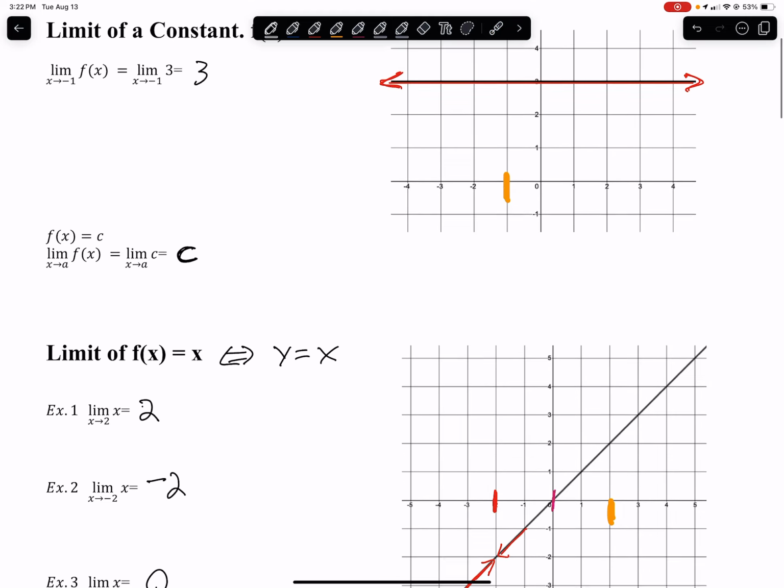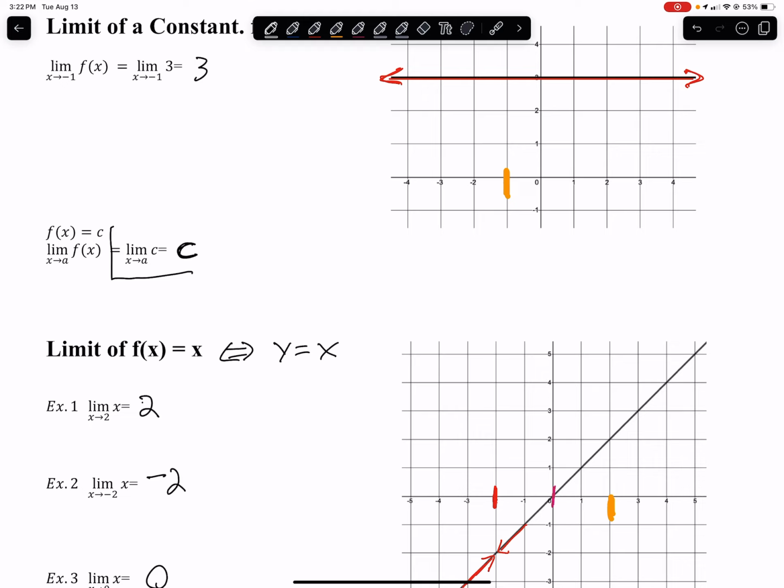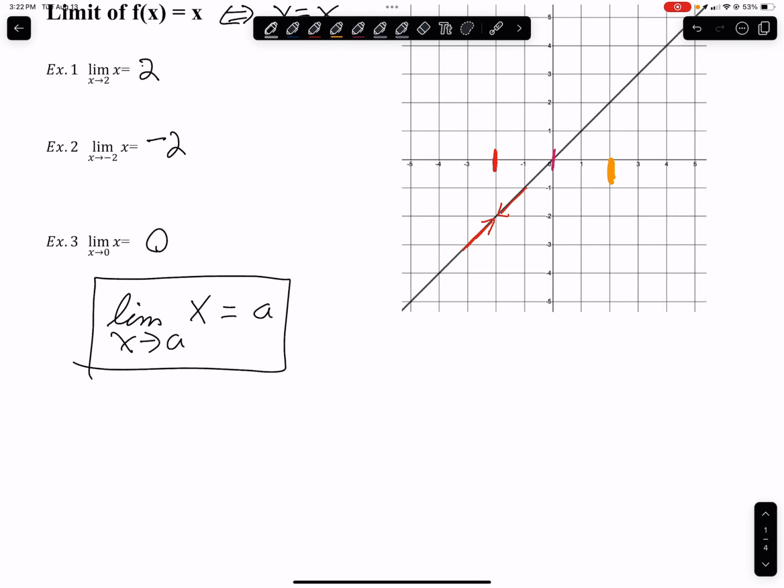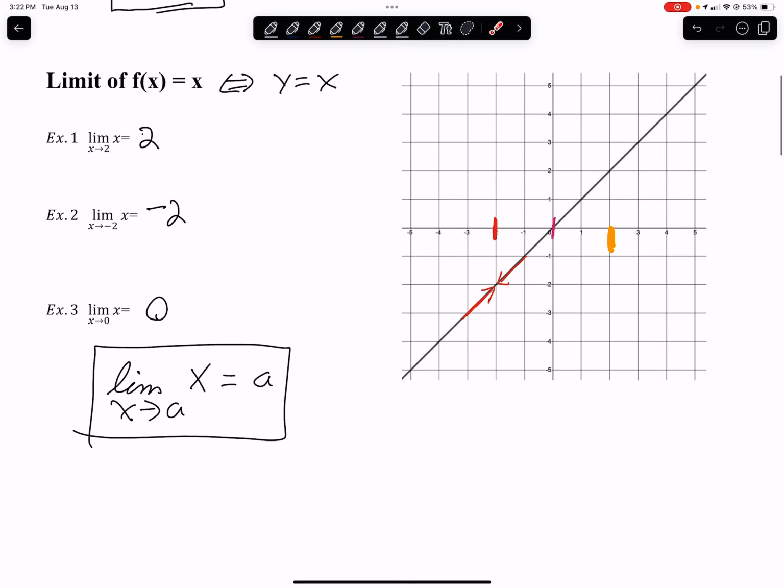So first rule, limit of a constant is always that constant. The second rule, if you have the function y equals x, the limit of y equals x will just be whatever x is approaching. So in other words, you could think you just plug in x or a for x, and you get a.